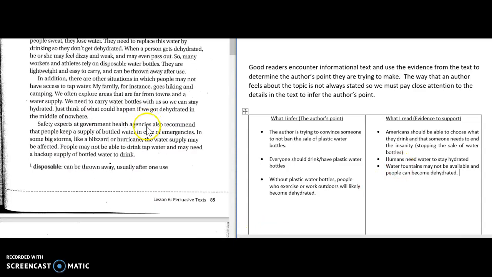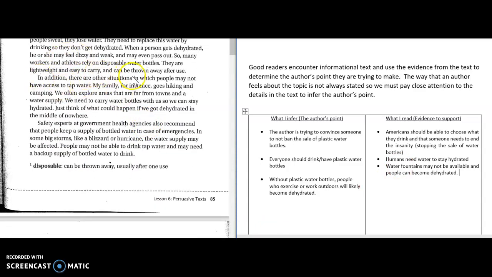Let's continue. In addition, there are other situations in which people may not have access to tap water. Okay, so this is something different then. My family, for instance, goes hiking and camping. We often explore areas that are far from towns and a water supply. We need to carry water bottles with us so we can stay hydrated. Just think of what could happen if we got dehydrated in the middle of nowhere.